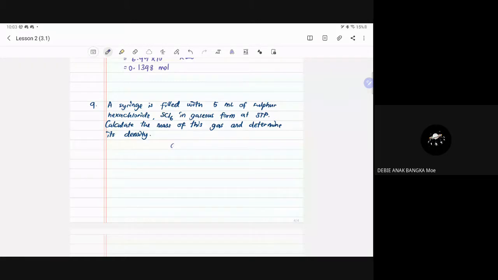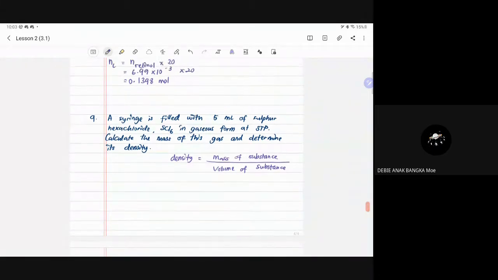So density is equals to mass of substance over volume of substance. Okay. Jadi mass bahagi dengan volume. Okay. And dalam situasi ni dia bagi 5 ml. Okay, it gives you 5 ml.